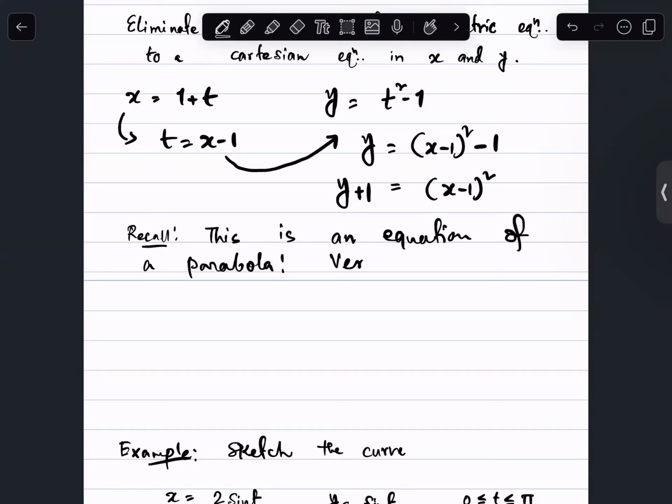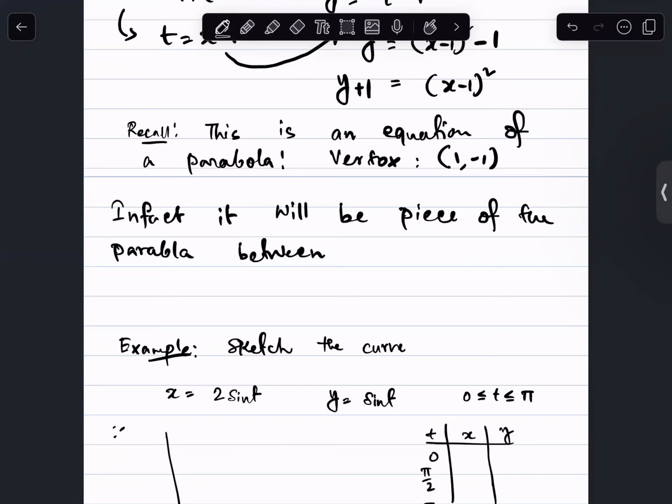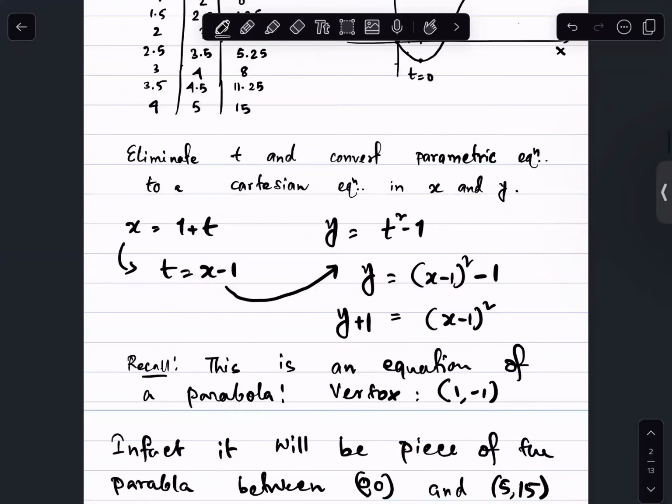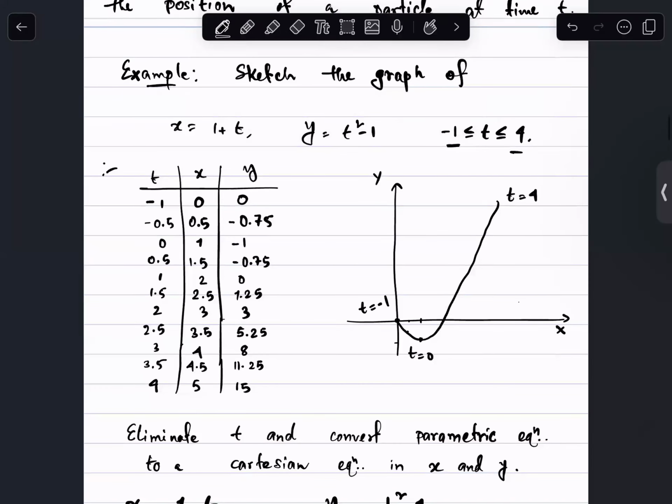Okay, the vertex will be 1, -1. But in fact, the graph will be a piece of a parabola between 0, 0 and 5, 15. Okay, because when we talk about a parabola, then it should be going to infinity, right?